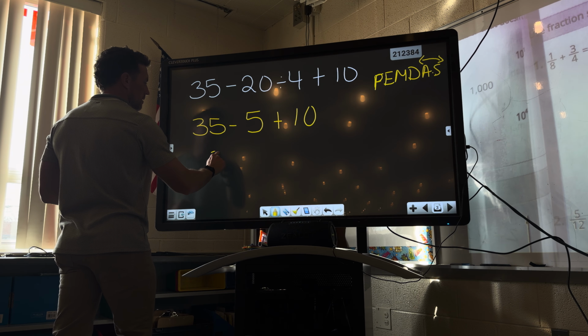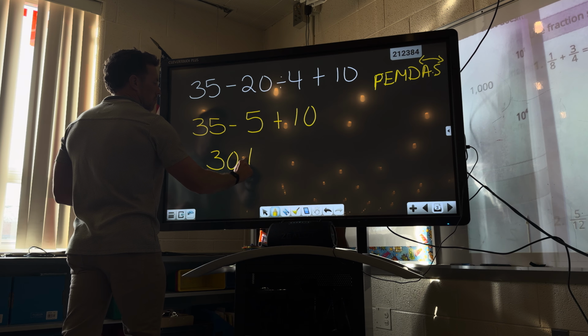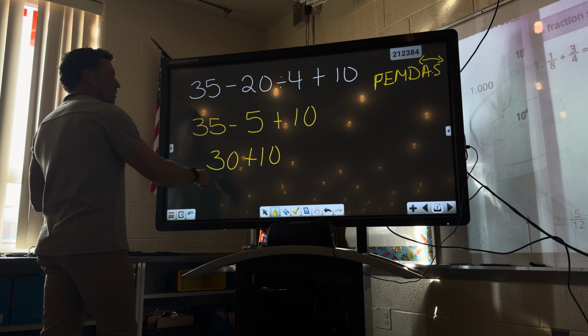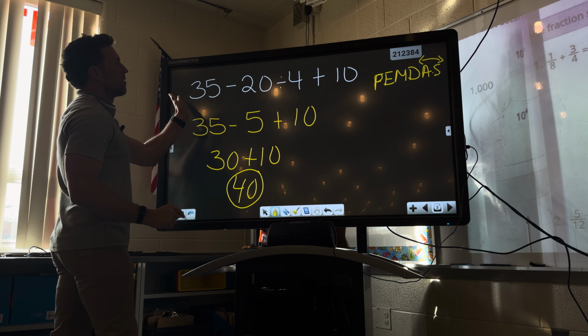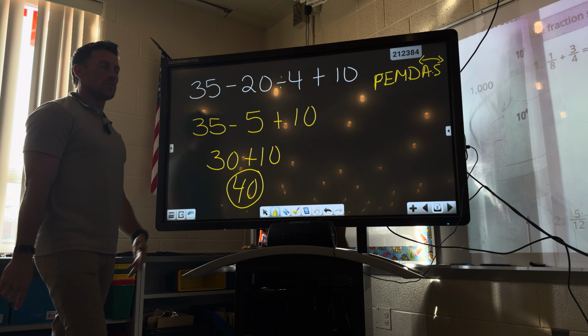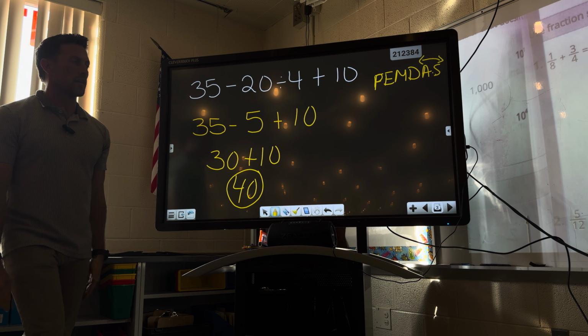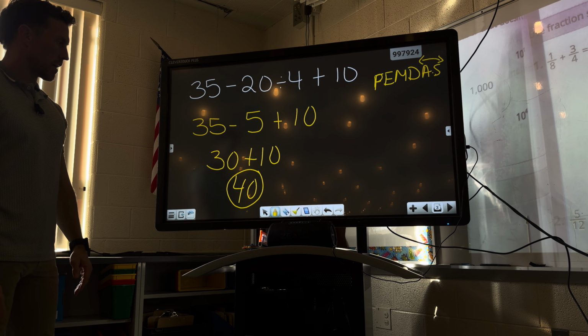I will do that first. 35 minus 5 is 30 plus 10. So 30 plus 10 is 40. So to simplify this expression, I would solve using the order of operations and get the answer of 40. Okay?